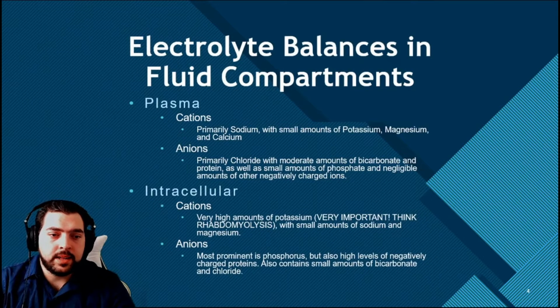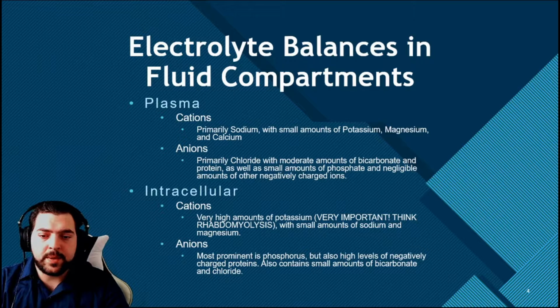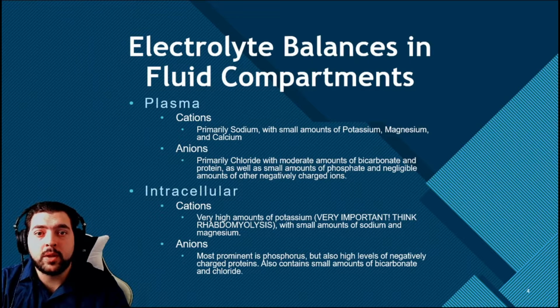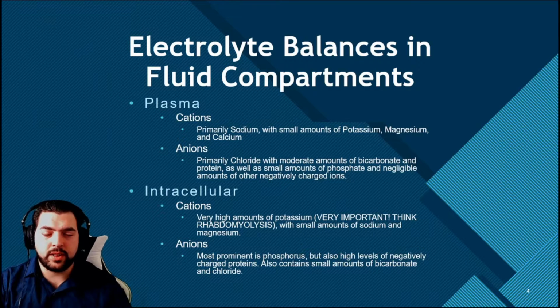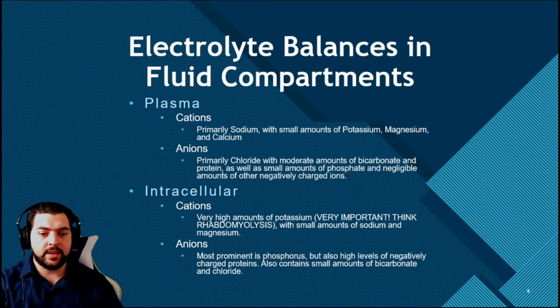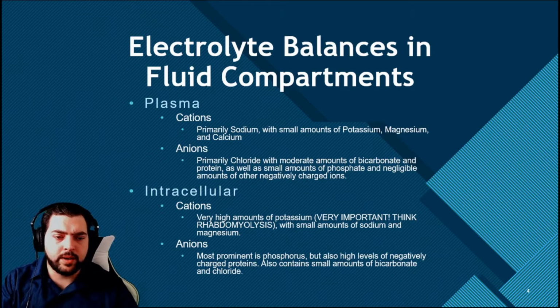So electrolyte balances in fluid compartments are different. The plasma is going to have its primary electrolyte be sodium. It'll have small amounts of potassium and magnesium and calcium as well. As far as anions go, it's mostly chloride. Makes sense, right? Sodium chloride, and it'll have moderate amounts of bicarbonate and protein. So it's still a bit of that, but not nearly as much as it has chloride. It'll also have small amounts of phosphate and some very negligible amounts of other negatively charged ions as well.